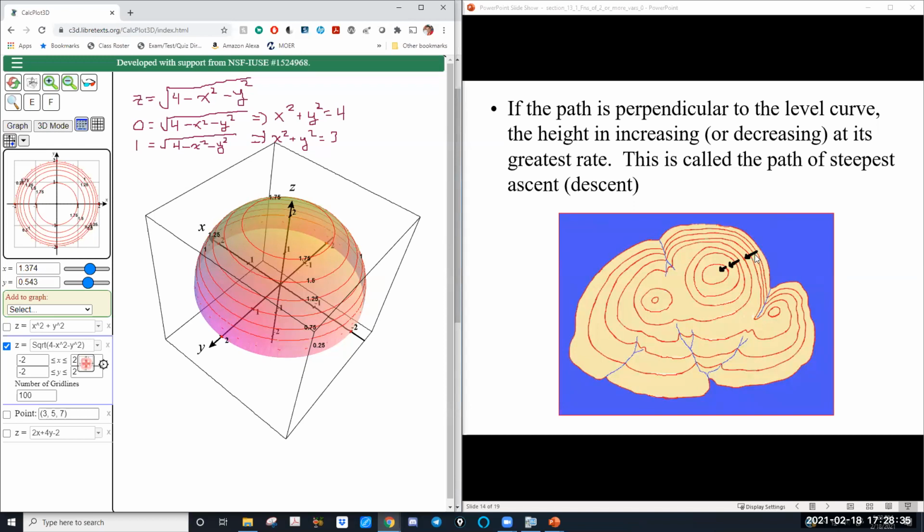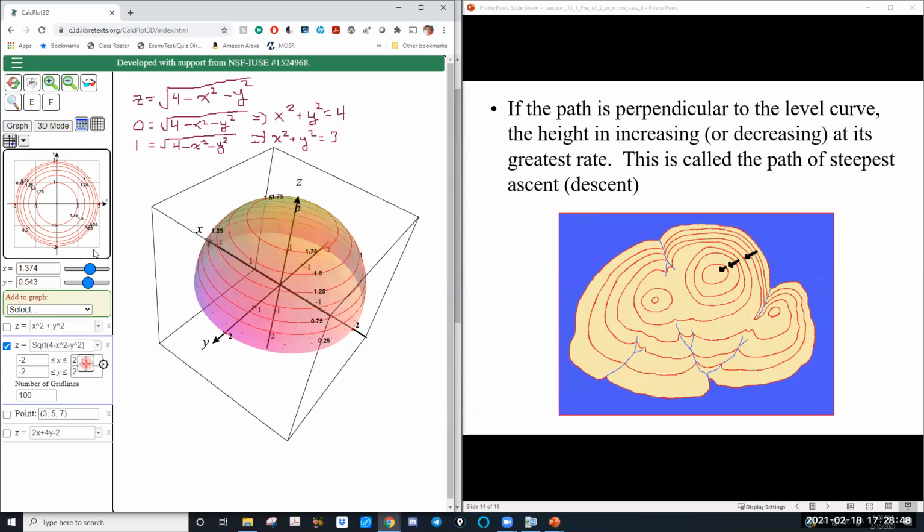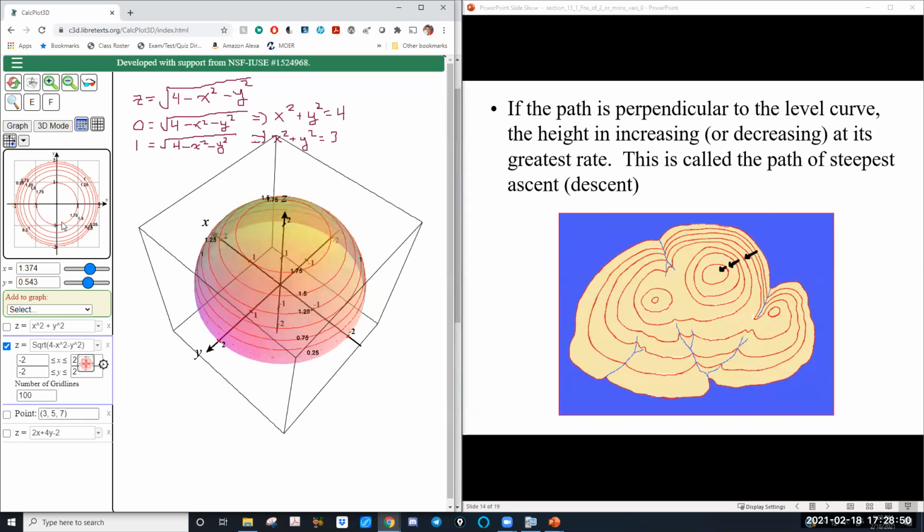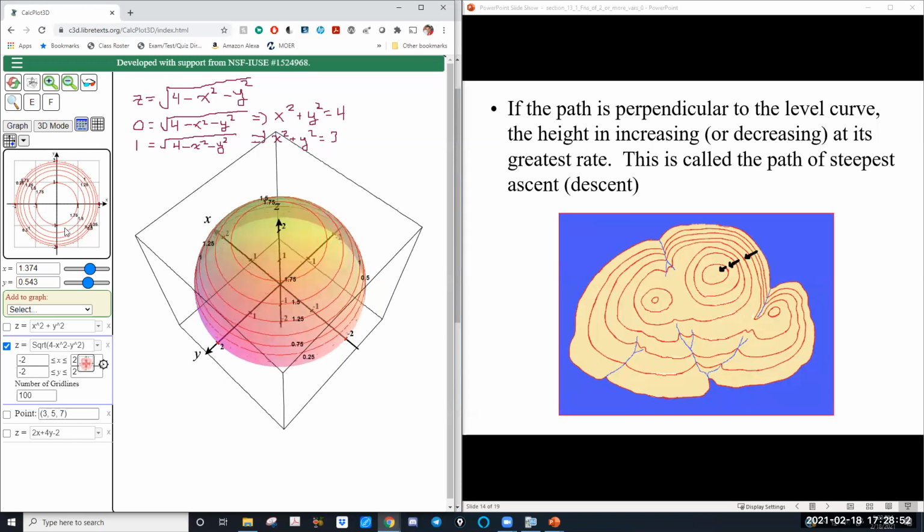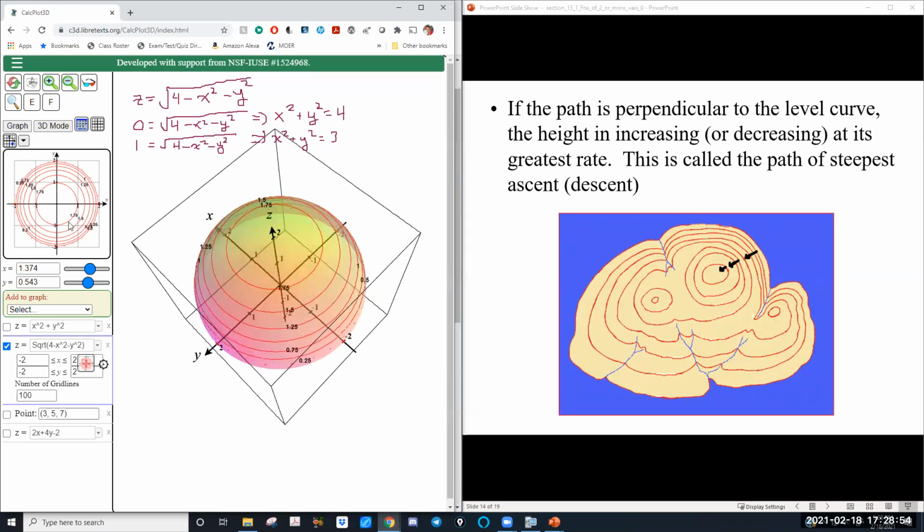Now, if our path is perpendicular to the level curve, as we can see from our drawing here, that's when we're going to change elevation the quickest. We can see it on our circle too. If we want to get from this contour plot to this contour plot, the fastest distance is a perpendicular line. Remember, we talked about this before when we were doing the shortest distance from a point to a plane. We wanted something that was perpendicular to the plane.